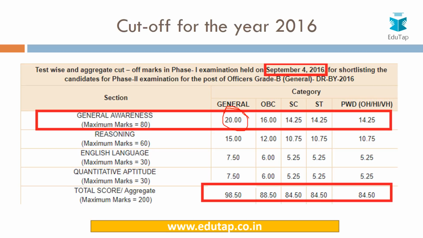cutoff was just 98.50. Friends, we need to keep one thing in mind, that the sections like reasoning, English language, quantitative aptitude are completely unpredictable. There might be a situation where the questions are so complex that you might be able to answer just 7 to 8 questions from each section. So in that case, the only section that comes to our rescue is the general awareness section. This section can help you clear phase 1 of the RBI Grade B examination.